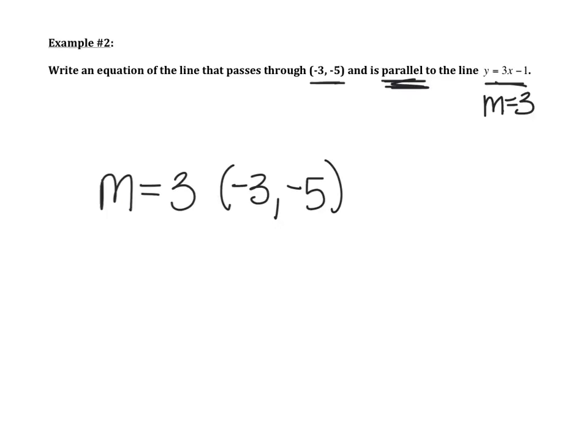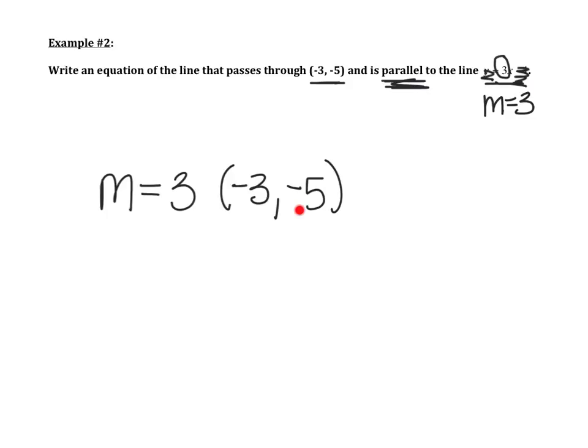Now the question always comes up, what do I do with this -1? I only use this equation right here to find the slope. I only needed the slope from this equation because I was told that the line I'm supposed to write is parallel to this line. So the answer to the question, what do I do with this -1, is nothing. I only use this equation for the slope and I throw the rest of it away. I only use the 3. So again, don't think you need to do anything with that -1.